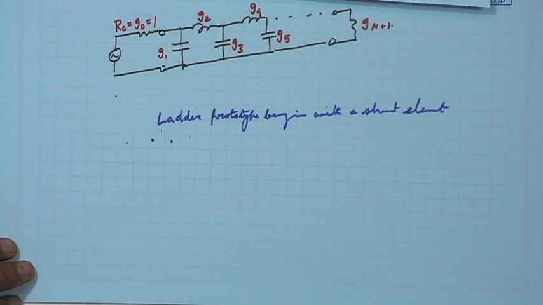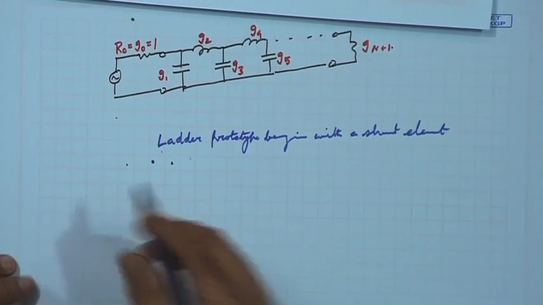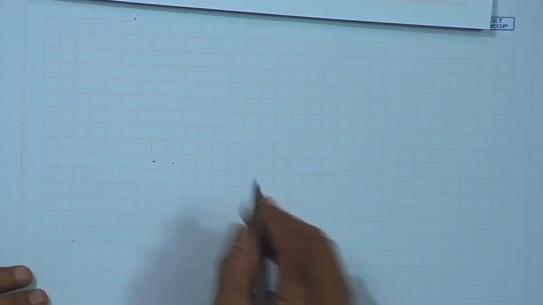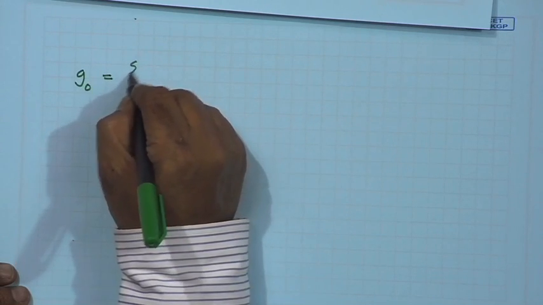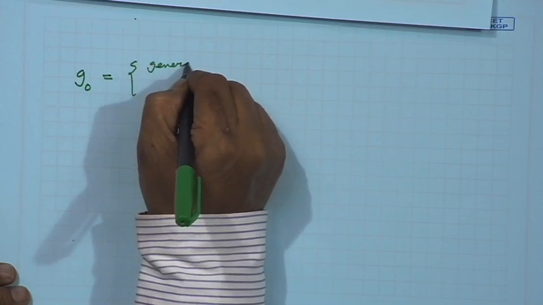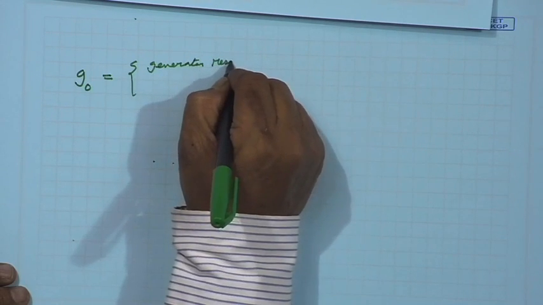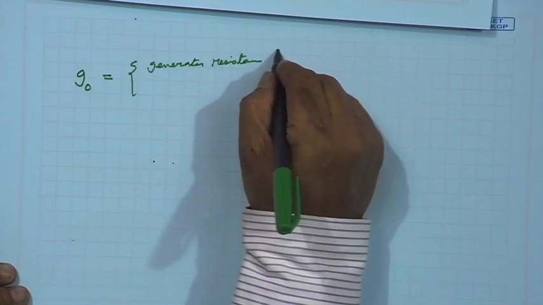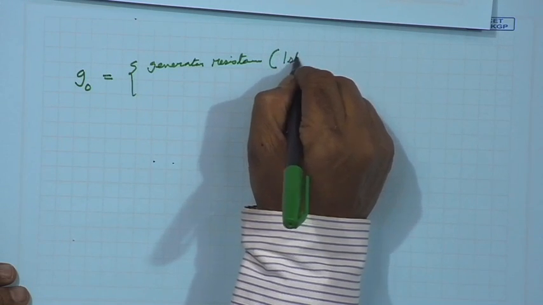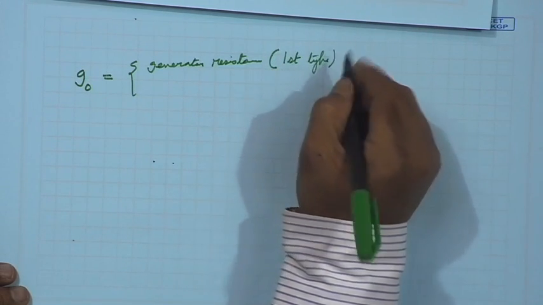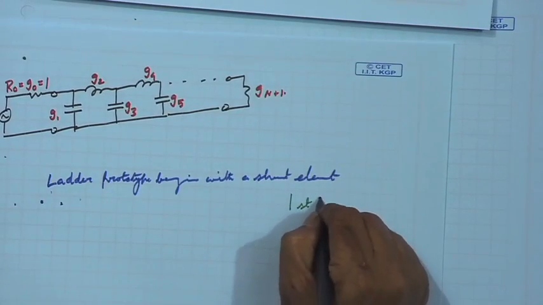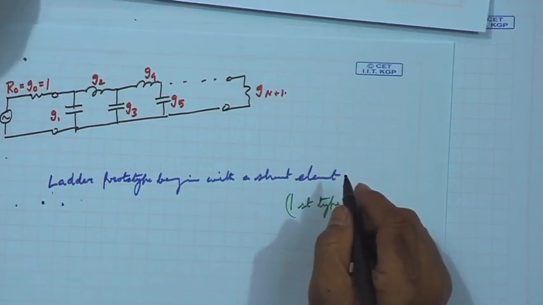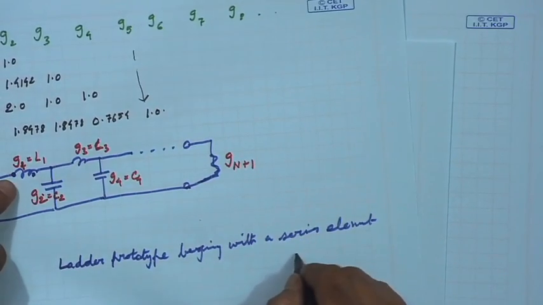We can now summarize that in both these cases, G naught first stands for the generator resistance for the first type. Let us call this the first type, and this one, the second type.